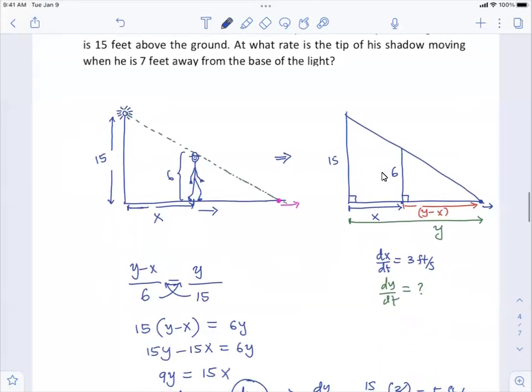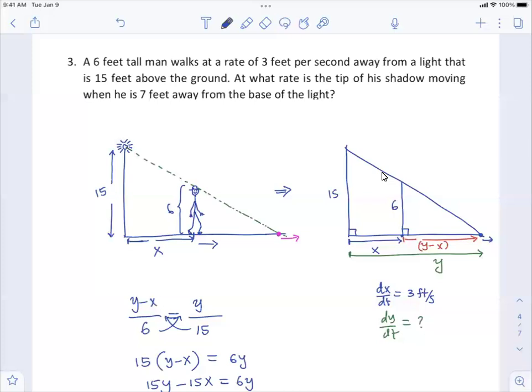Now, when you do that, these are the things that we know. The rate of change of variable x, that is exactly how fast the person is moving away, is 3 feet per second. The quantity that we need to figure out is dy dt, which is essentially how fast this tip is moving away from the base.